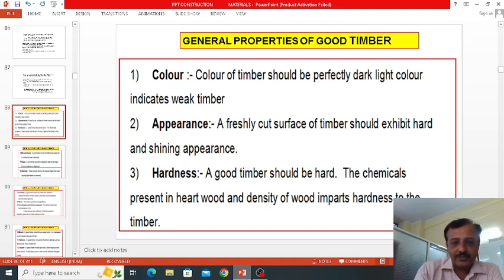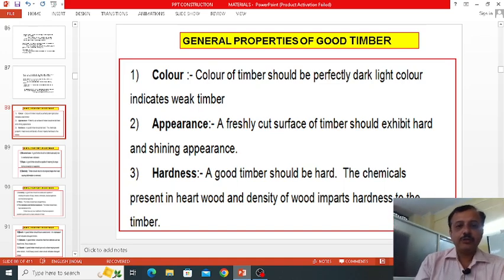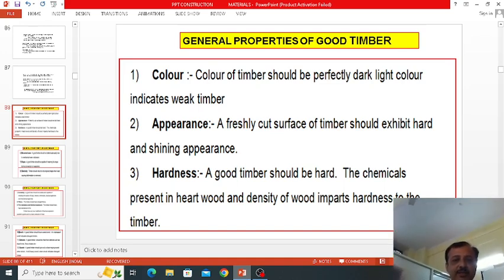If you see the appearance, the freshly cut surface of timber should exhibit a hard and shining appearance. The hardness. A good timber should be hard, and the chemicals present in the hardwood and the density of the wood impart hardness to the timber. Weight should be good. The timber should be denser, and it should be hard enough to resist any chemical actions.